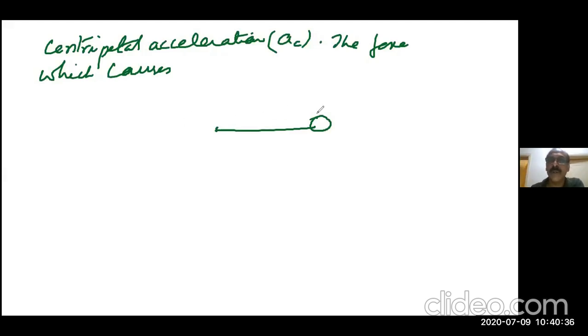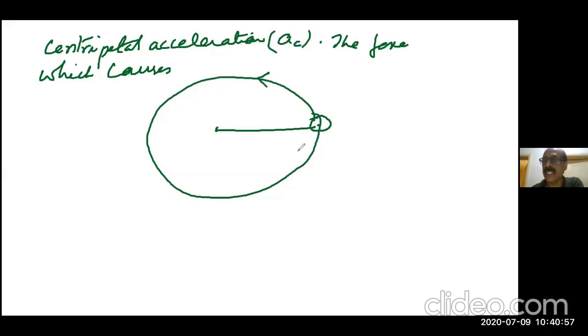Then, a stone fixed at the end of a string is kept in a circular track due to the tension of the string.